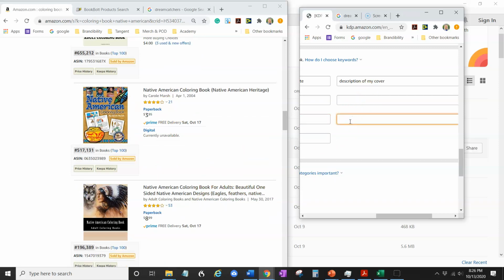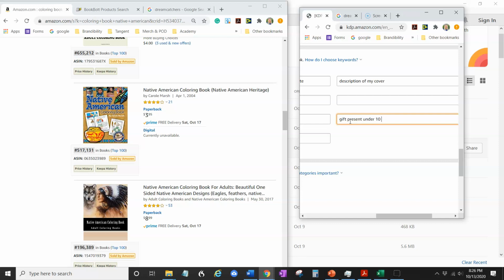Then the last key one, I always do gift, present, under 10. Okay, so people look for gifts under $10. I like to have gift present under 10 somewhere. And if your book's going to be under $10, or under 15 or something like that, I always try and put something like that.